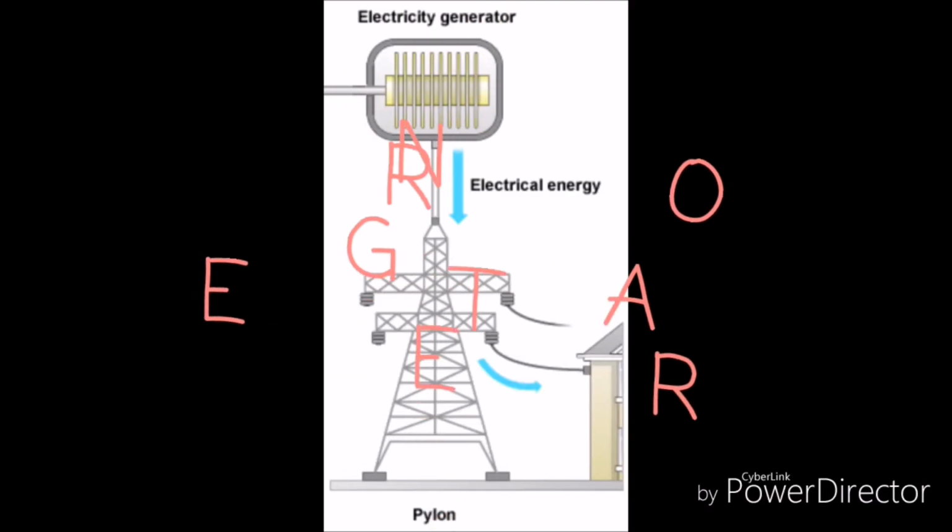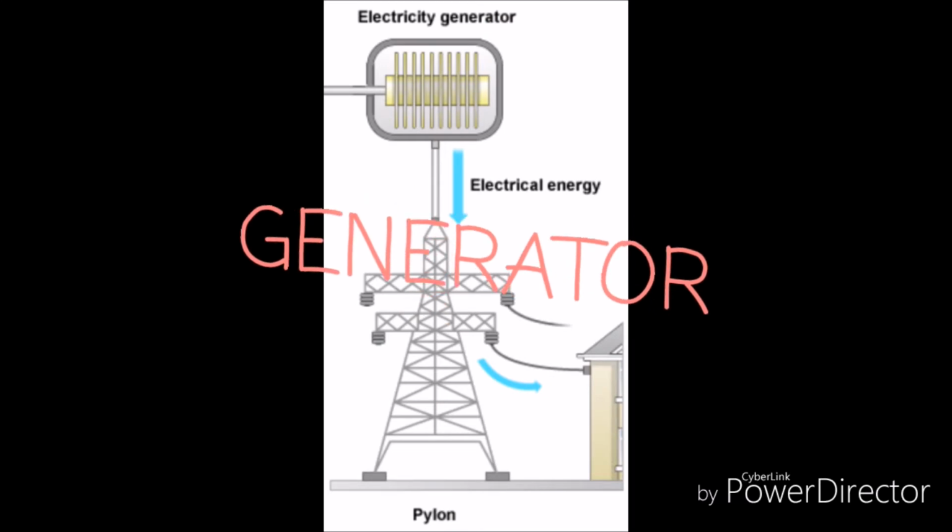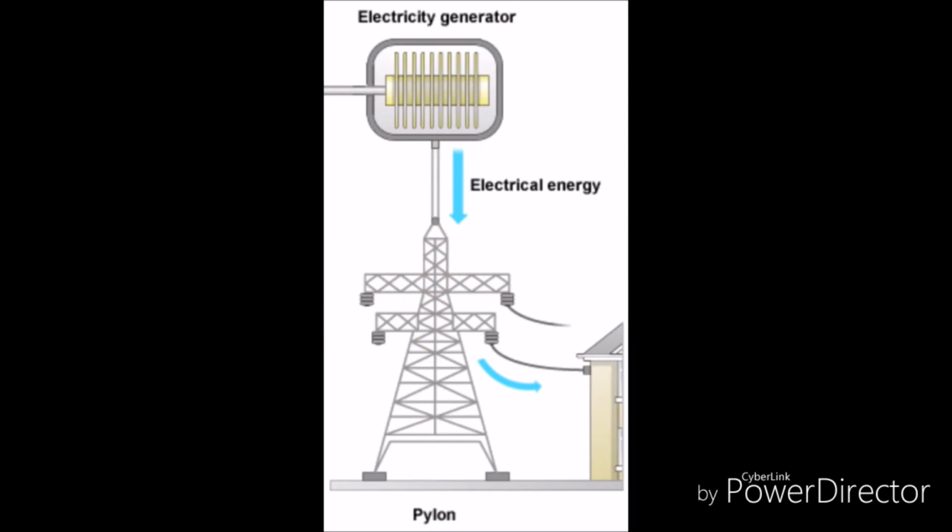Generator is where the mechanical energy is converted to electrical energy. The spinning of the gas and steam turbine drives the generator rotor to spin, converting mechanical energy into electrical energy. Generators have two important parts. The first part is the rotor, which rotates, and the stator, which remains stationary.